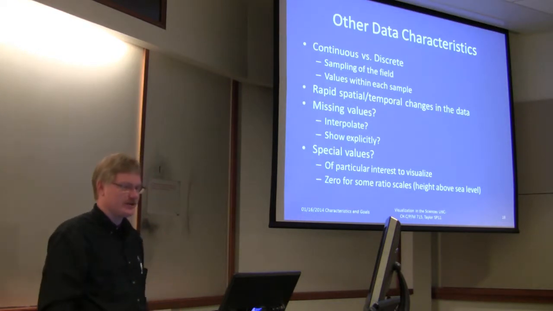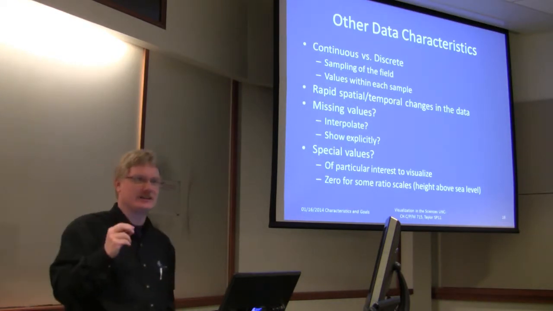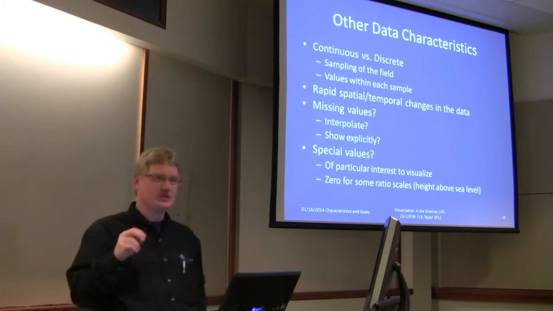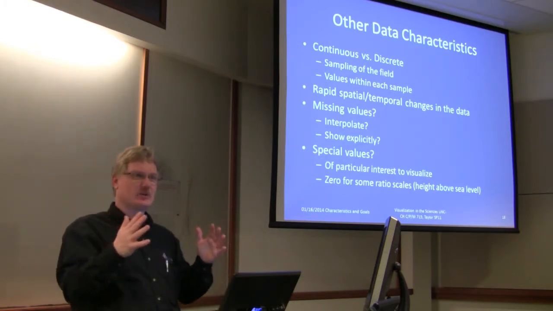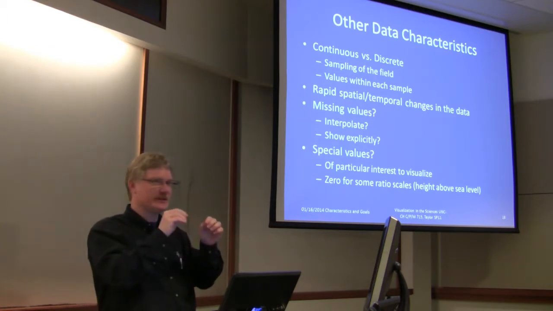All right, so other characteristics turn out to be important. There's continuous versus discrete in two different ways. One is in sampling of the space, right? So we're almost always going to have discrete sampling of the space.